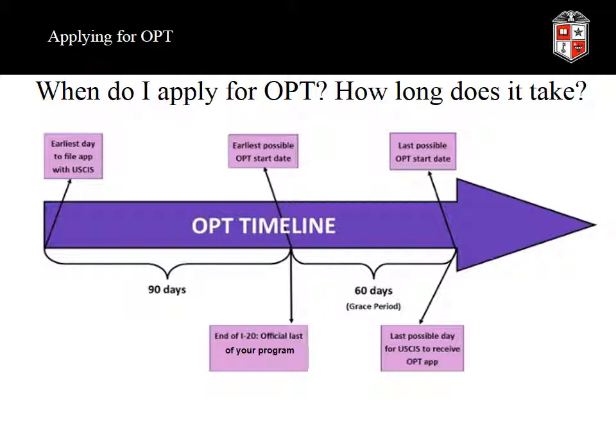Now when you apply, you will choose a start date for your OPT. You can choose any day during a 60-day grace period after the completion of your degree requirements as your start date. So you apply 90 days before you finish, and you can choose as your start date any day during that 60-day period. Now you cannot apply after those 60 days, but you can apply up to the end of those 60 days. You would not want to do that though.